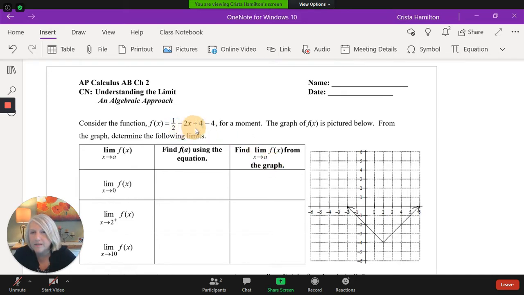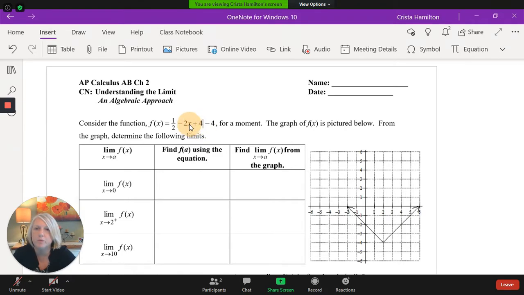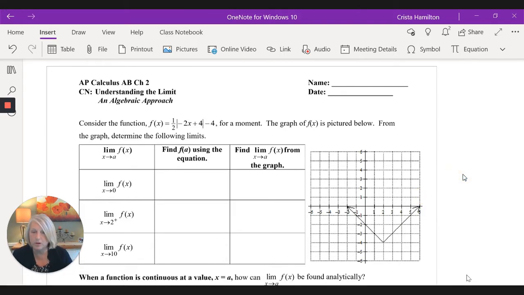Our graph right here is a pretty straightforward absolute value. It has a little bit of a transformation in it because we have stuff going on on the inside, and we have a picture of this. So right now we're just going to use the graph that we have and work our way through it. The first thing, of course, is to calculate the function values.